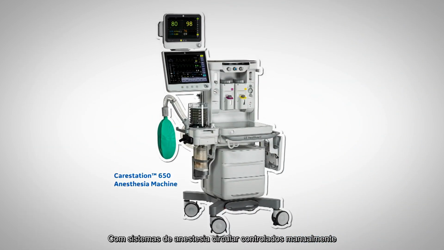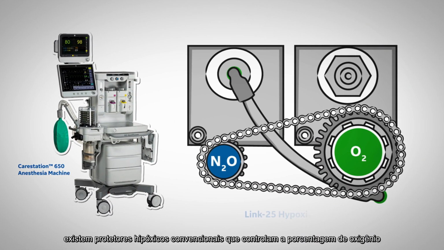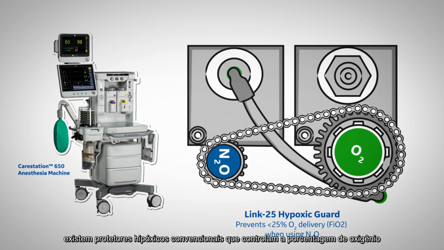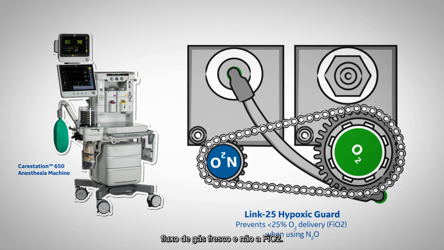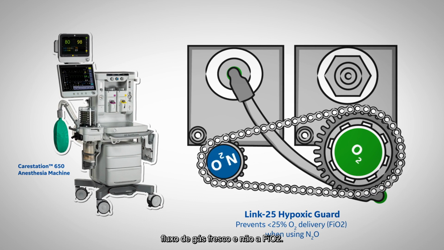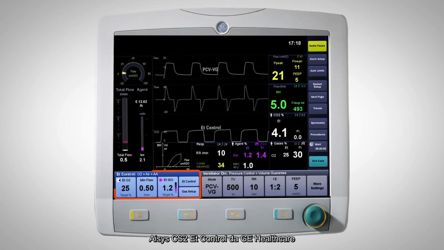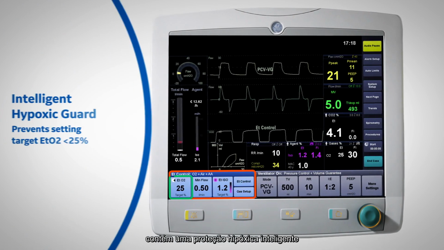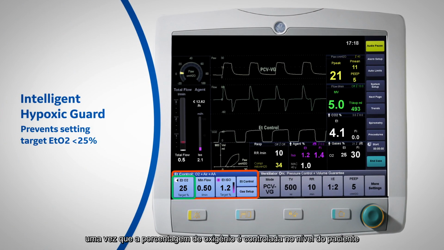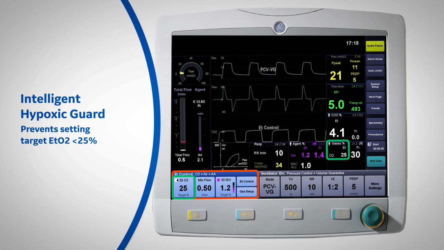With manually controlled circle anesthesia systems, there are conventional hypoxic guards that control the oxygen percentage in the fresh gas flow and not the circuit FiO2. This could result in hypoxic levels of inspired oxygen. GE HealthCare's ACES-CS² end tidal control contains an intelligent hypoxic guard, since the oxygen percentage is controlled at the patient level by automatically compensating for the metabolic rate changes, ensuring targeted end tidal values.